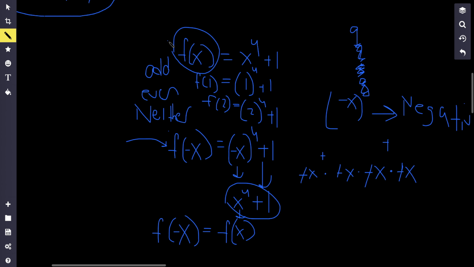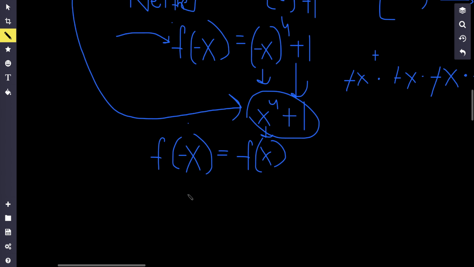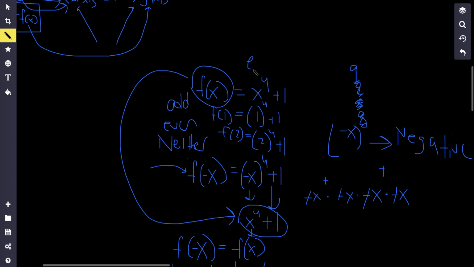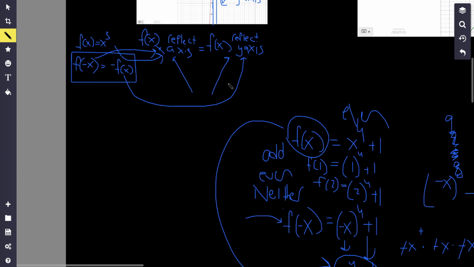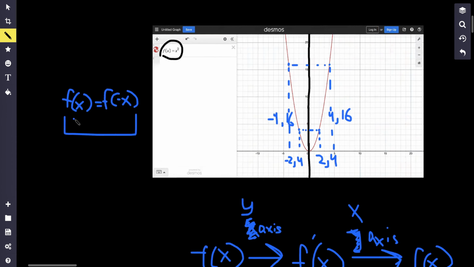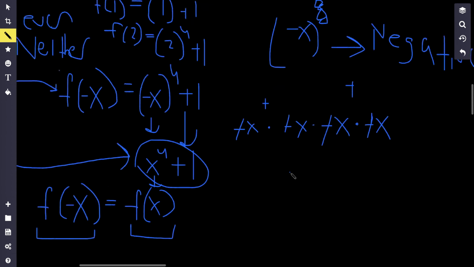So all I did was substitute this right over here, and we just found out that f of negative x is equal to f of x. Therefore, our function is even. Right? The even formula for functions is f of x is equal to f of negative x. And in this case, that's true.